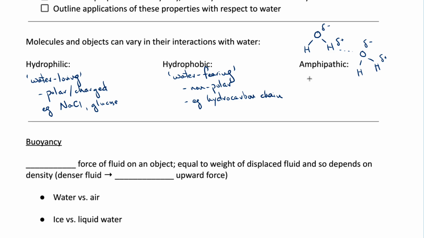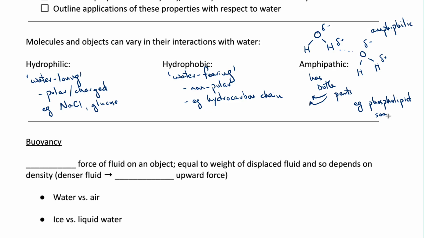And a molecule that has both hydrophilic and hydrophobic parts, I'm going to just write these arrows to avoid rewriting it. A molecule that has both hydrophilic and hydrophobic parts in different parts of it is called amphipathic, or sometimes you'll also see it written as amphiphilic. They mean the same thing. And an example of that would be a phospholipid, which makes up the cell membrane or the plasma membrane. The phosphate head is hydrophilic, the lipid tail is hydrophobic.